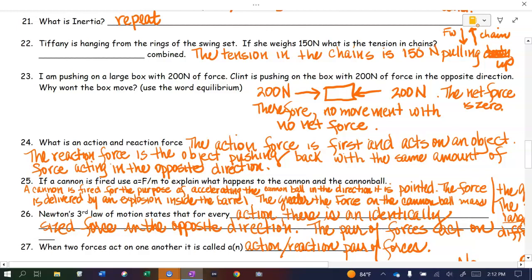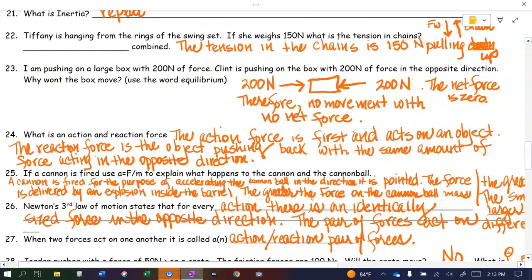But it's the same size, exactly. If she weighs 150 newtons, she's hanging from that, and the force of gravity is acting on her, right? Yes, but she's not falling because the tension in the chains is in the opposite direction, and pulling her up.